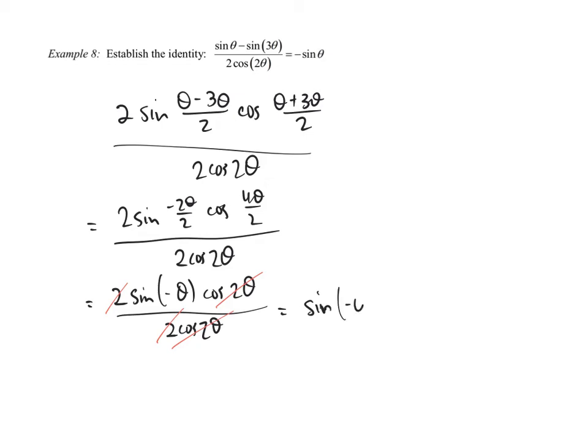Sine of negative theta. And if you look at our target back up here, we're trying to make it say negative sine of theta. Well, using an even-odd identity, I know that I can write this as negative sine of positive theta. That's using an even-odd identity. In fact, in this case, it's really using the odd identity for sine, and so that's how I get to the final answer.